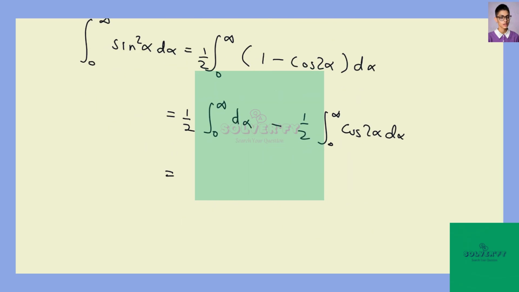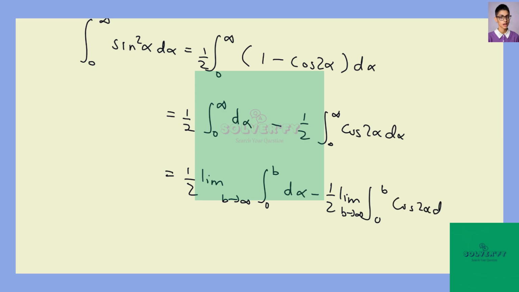So now the first part, we can have half, then the limit as b approaches infinity of the integral from 0 to b of d alpha, then minus half again, the limit as b approaches infinity of the integral from 0 to b of cos 2 alpha d alpha.